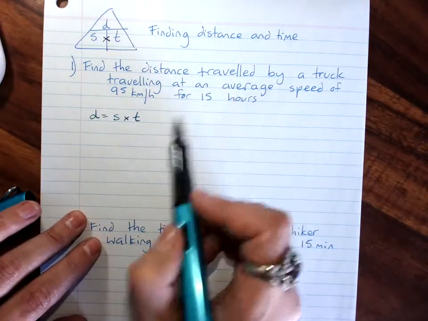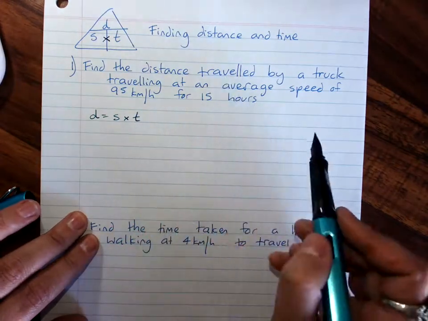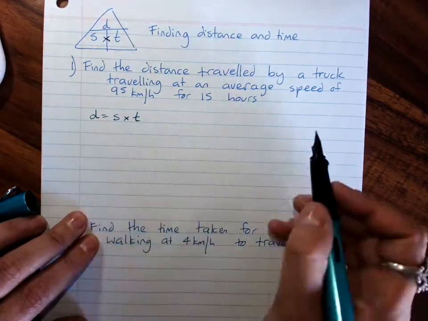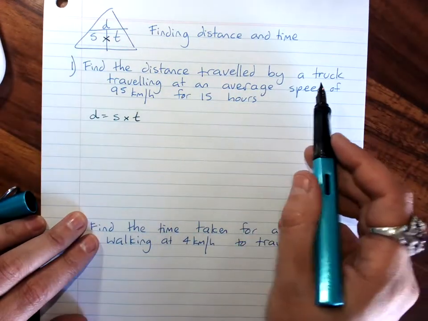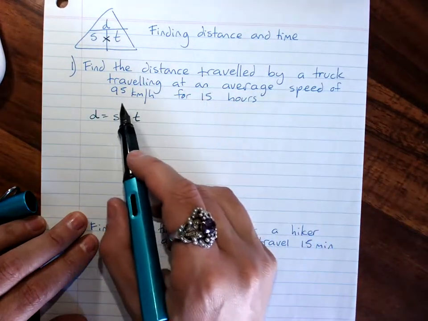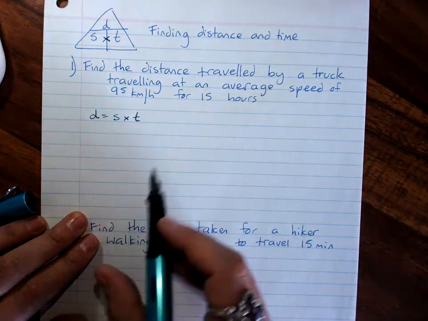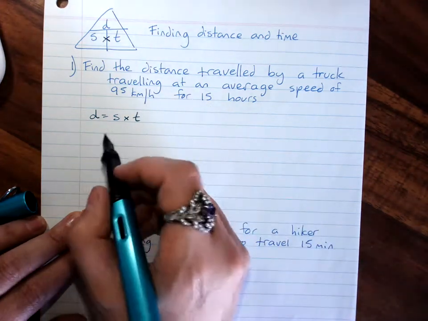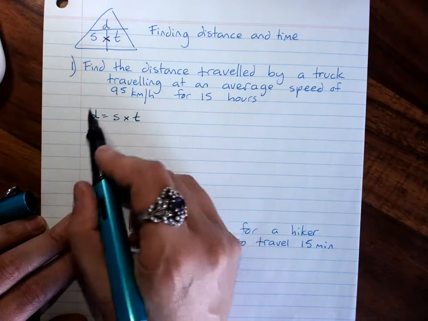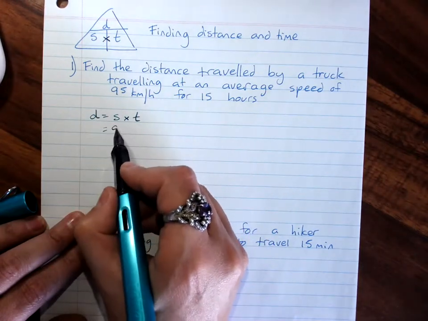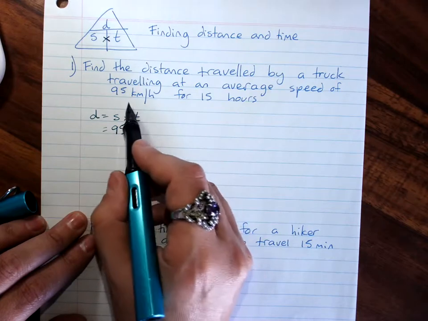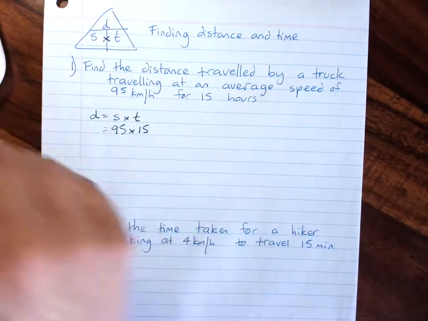So we'll solve this problem using the distance formula and then again using our rates method. Up to you which one you use. Find the distance travelled by a truck that's travelling at 95 kilometers per hour for 15 hours. I hope he took several breaks, or she. Substitute your values in. So we've chosen our formula. Substitute in. Speed is 95 times time of 15 hours.